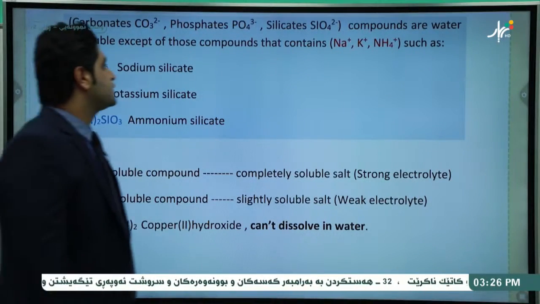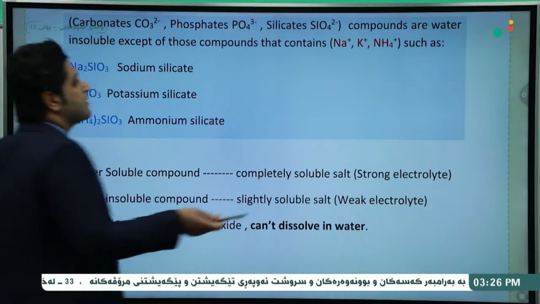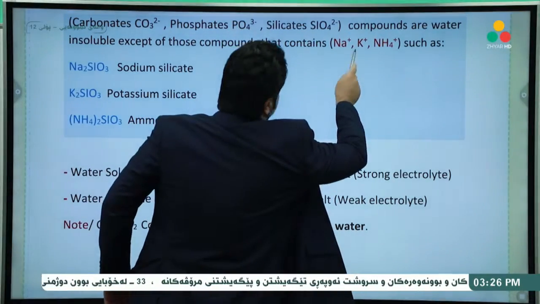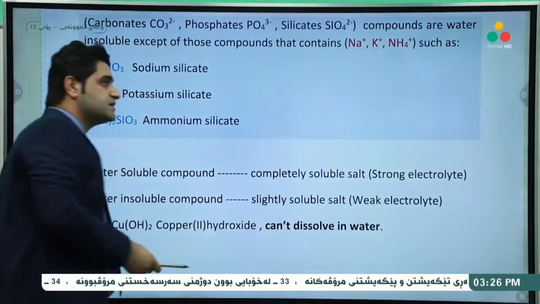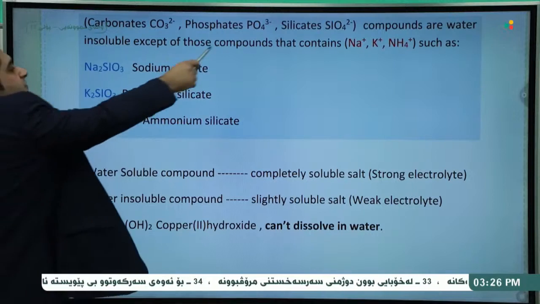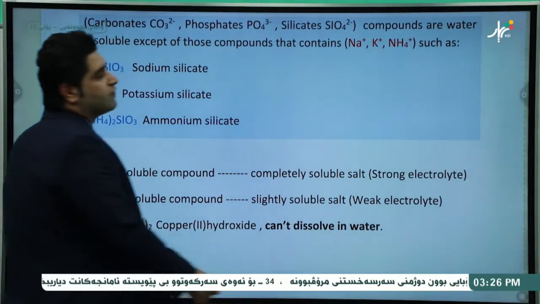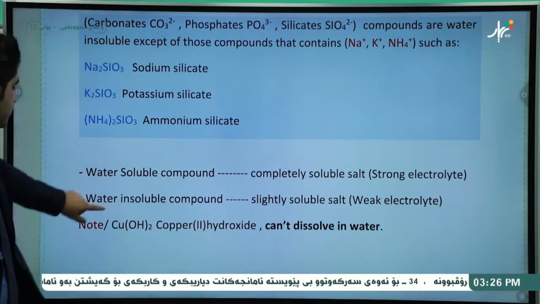Carbonate compounds, phosphate, silicate, are water insoluble except for those that combine with sodium, potassium, and ammonium. This is a general rule. They are water soluble. So mostly CO3, PO4, SiO4 negative 2 compounds are water insoluble except for these compounds.